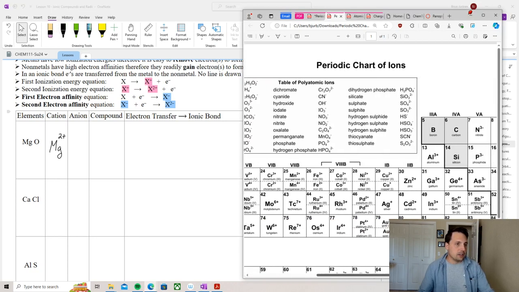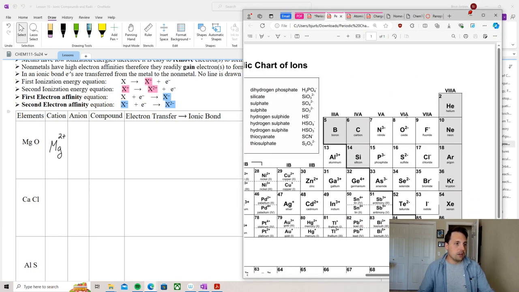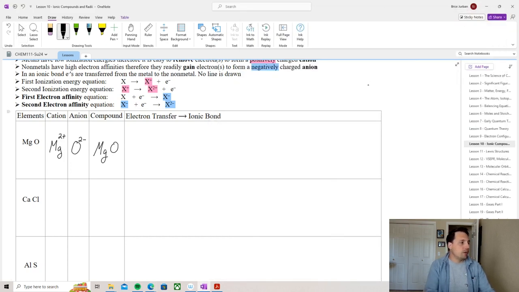Oxygen is in the 16th group, or group 6A, and its most stable anion is O2-. So it tends to gain 2 electrons. The compound that results from magnesium and oxygen coming together is MgO. And how do we get that result? Well, we can look at the Lewis dot structures for magnesium ion and oxygen ion.